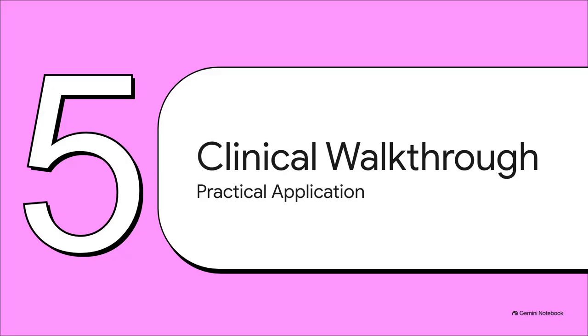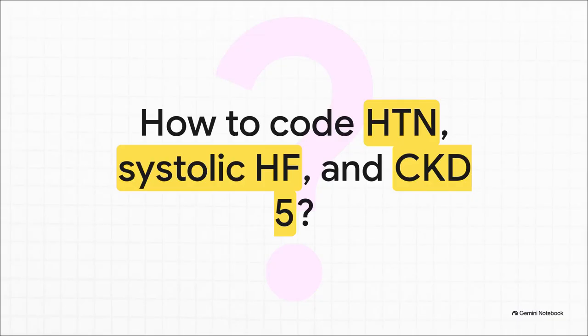Let's put this into practice. Section 5, Clinical Case Walkthrough. Imagine you're reviewing a chart for a 74-year-old patient. The provider has documented 3 specific things: hypertension, chronic systolic heart failure, and CKD stage 5. Based on everything we've just covered today, what is our exact sequence of alphanumeric codes? Take a second to think about our grid and our secondary code requirements.